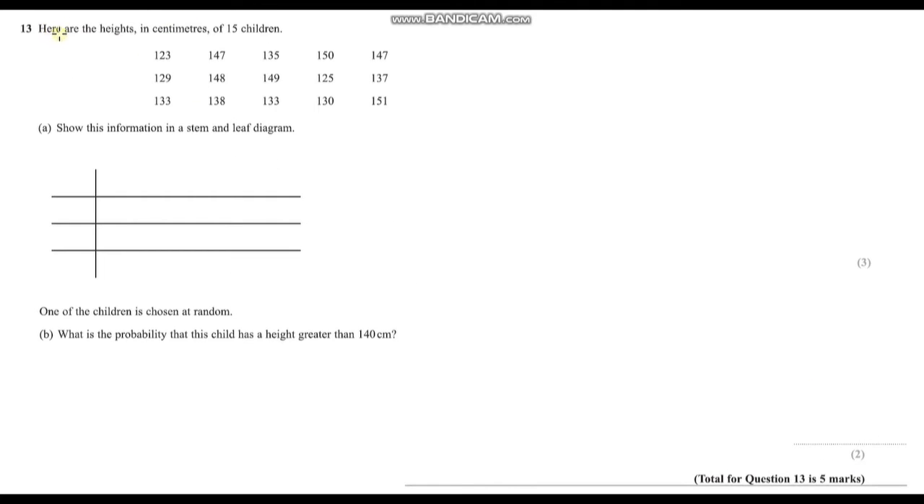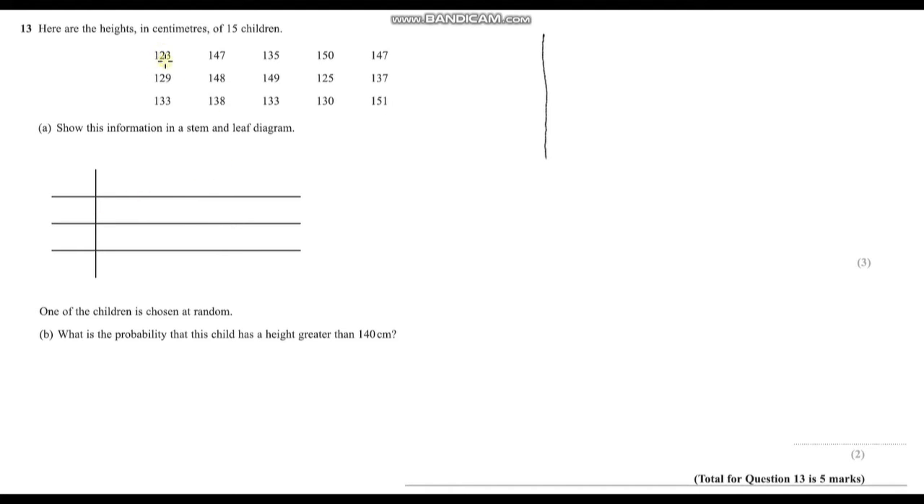Question 13. Here are the heights in centimeters of 15 children, which we can see here. Part A, show this information in a stem and leaf diagram. Whenever I have to do a stem and leaf diagram, I always do my own one first, which won't be in order, and then I can put it in order on the finished one. It's going to be a lot easier that way. Otherwise, you'll have lots of crossings out and things like that.